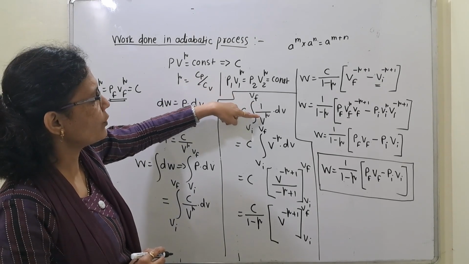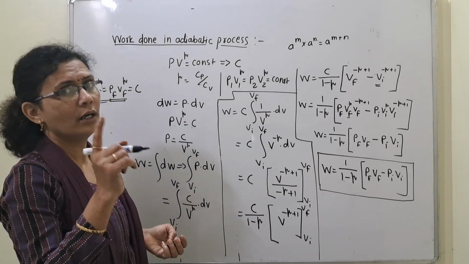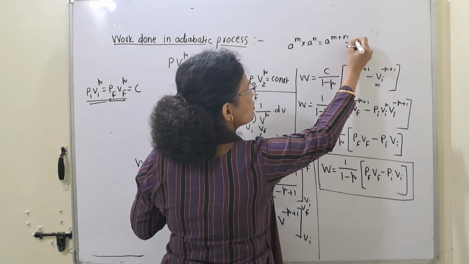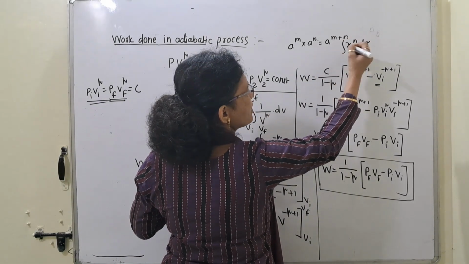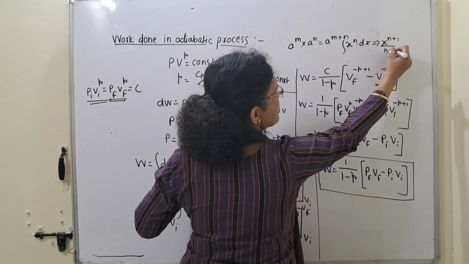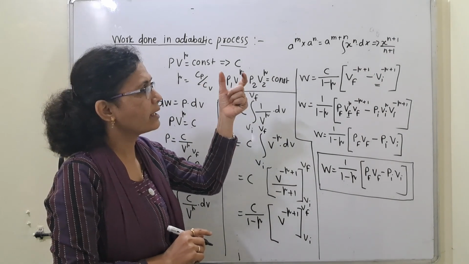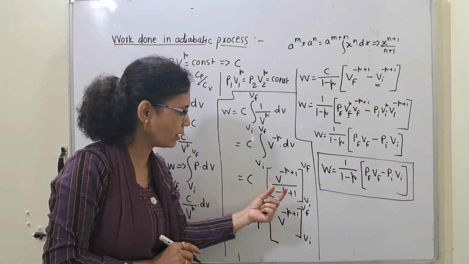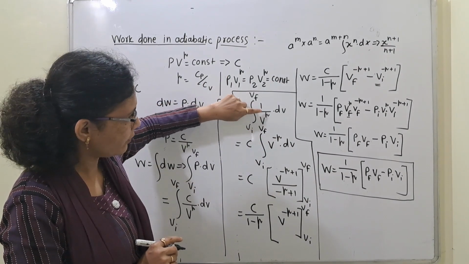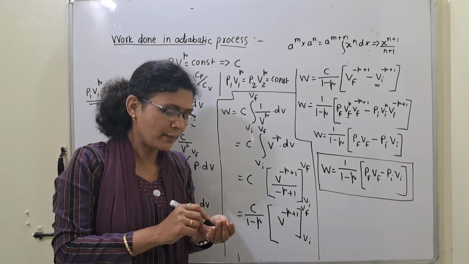For 1 upon V raised to gamma dV, you have to use the rule that the integration of x raised to n dx is x raised to n plus 1 upon n plus 1. The power is increased by 1 and that new power is taken in the denominator. Therefore, here there is V raised to minus gamma. When 1 upon V raised to gamma, which is in the denominator, comes into the numerator, the power becomes minus gamma.